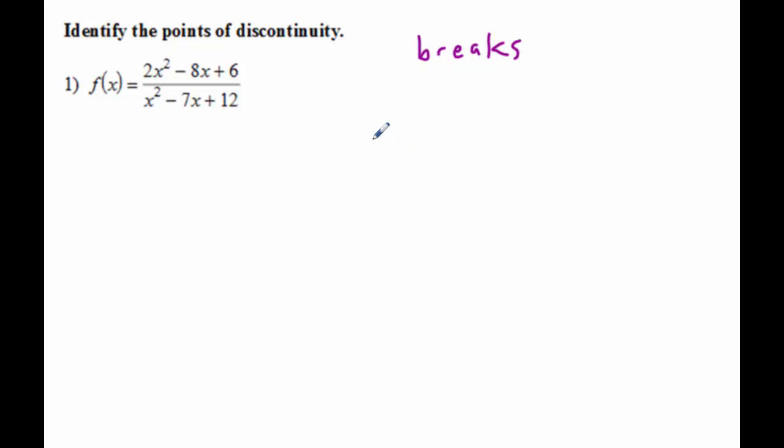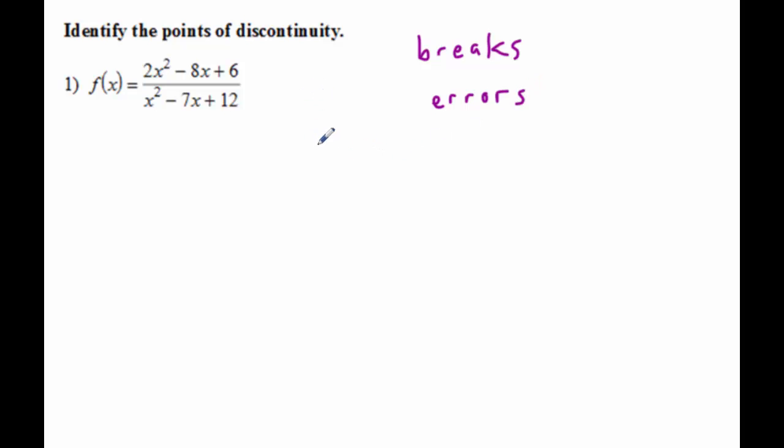Breaks are holes and vertical asymptotes, which is what a discontinuity is. It's a break in our graph, or in other words, it's where we get an error on our table of values. So one way we could do this, I don't want to say cheat, it's not technically cheating, is to graph it and look at your table of values for where there are errors. That would give you the points of discontinuity.